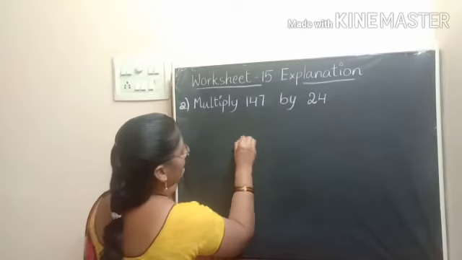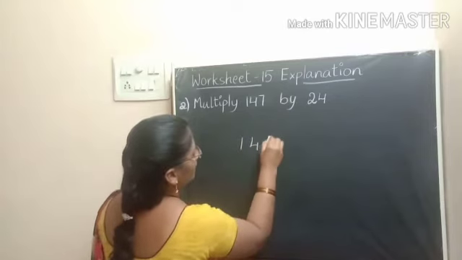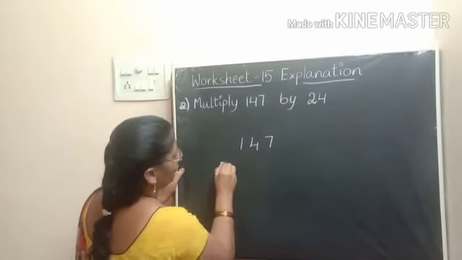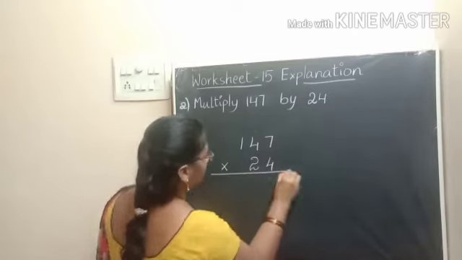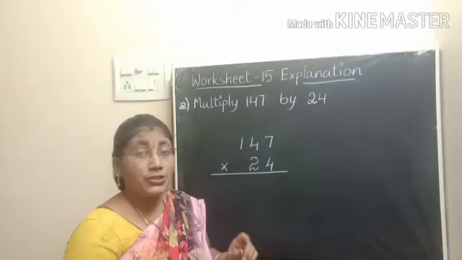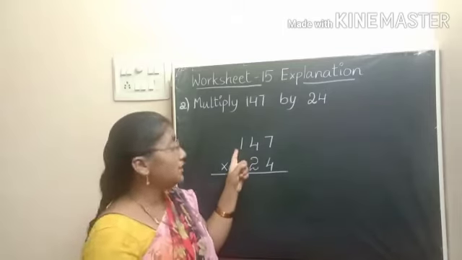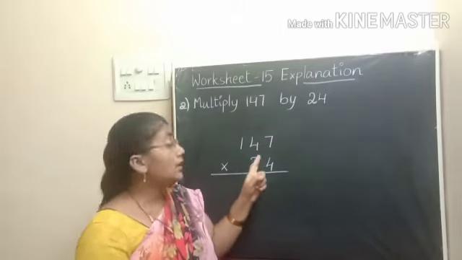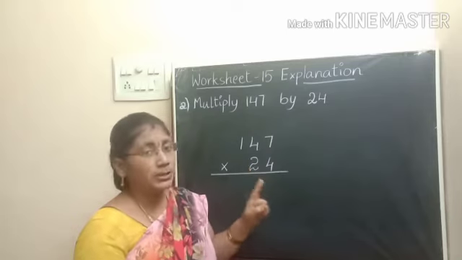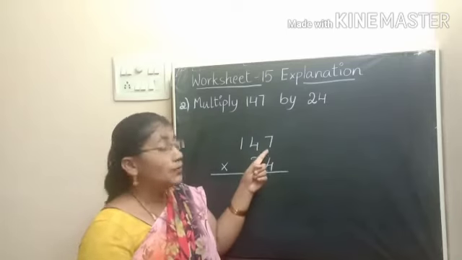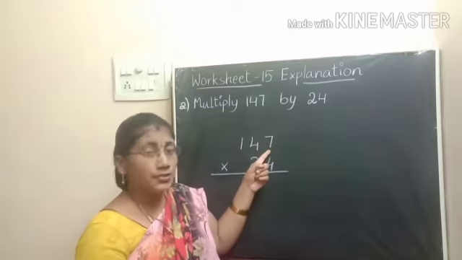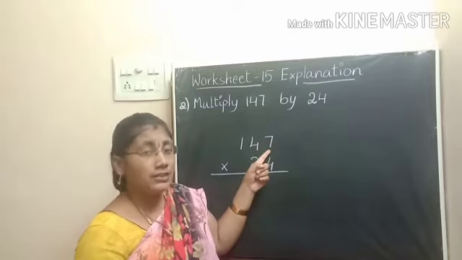Now I am writing 147 into 24. Now we should multiply each and every digit of multiplicand with each and every digit of multiplier. First we should multiply ones place. Understood? First we should multiply ones place.